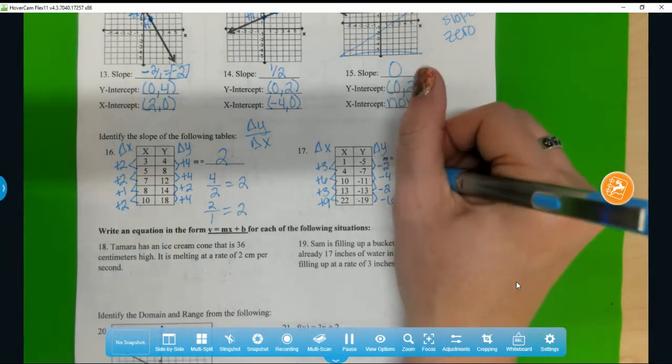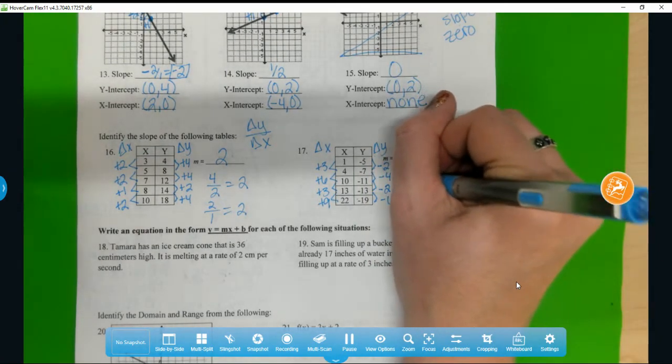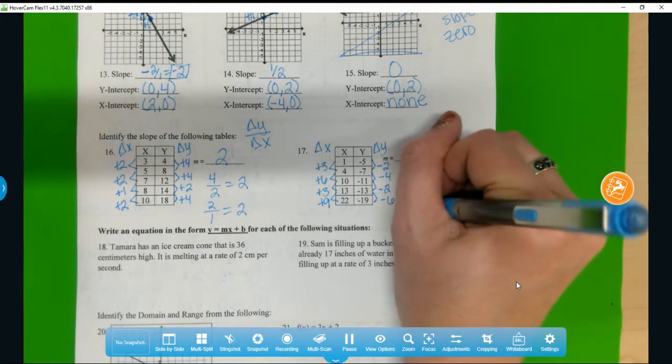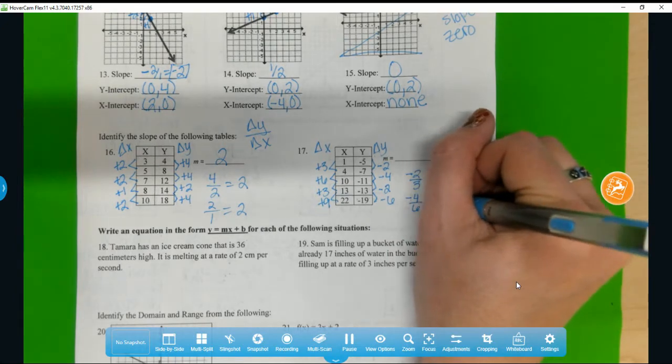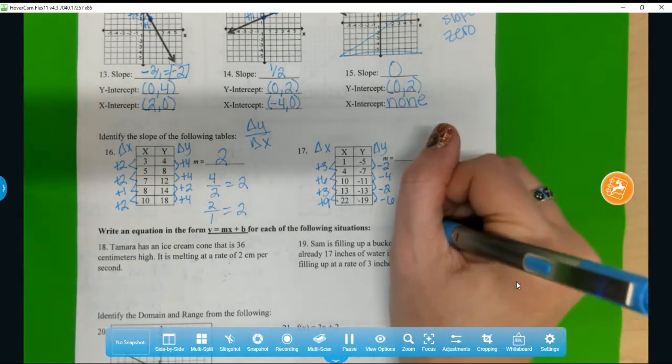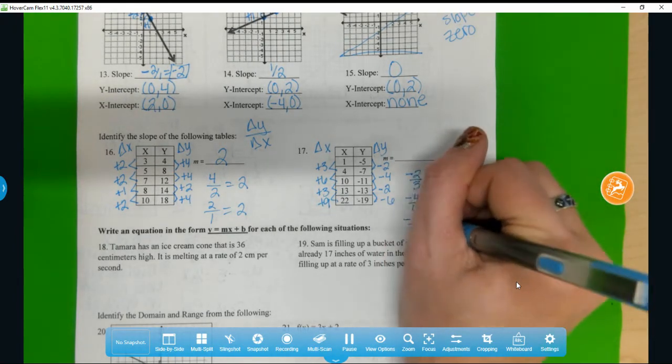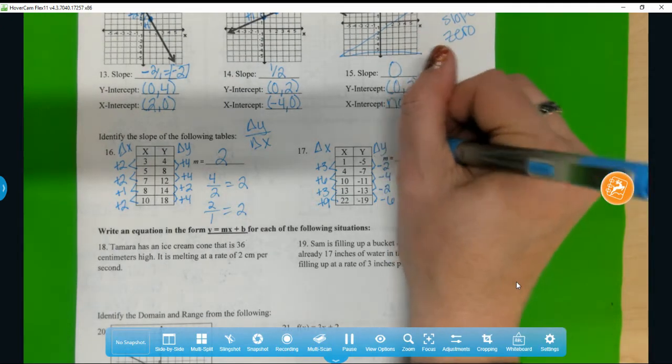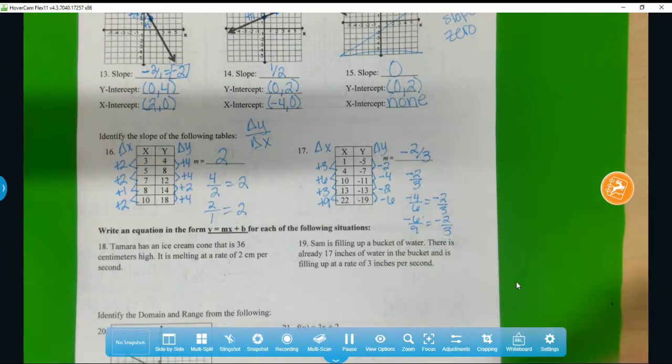Negative 13 to negative 19 is a minus 6. So we have three different sets, so we're going to have three different fractions. So we have negative 2/3. We have a negative 4 over 6, which reduces to negative 2/3. And we have a negative 6 over 9, which also reduces to negative 2/3. So our slope is negative 2 over 3.